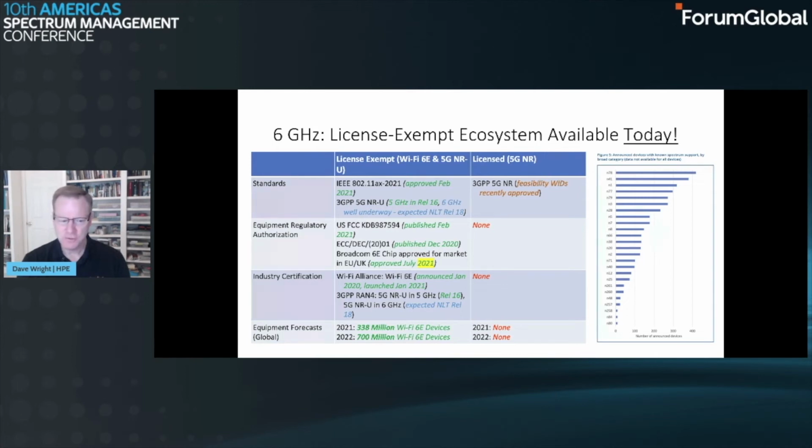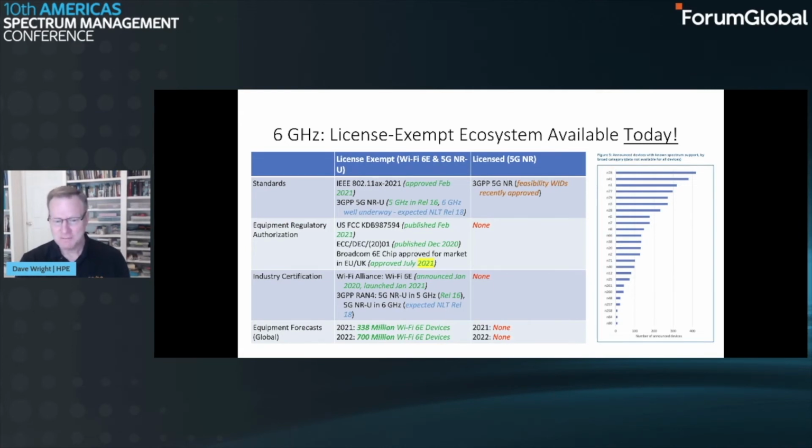3GPP for NRU, RAN 4. They have the NRU RAN 4 equipment specs ready for 5 gigahertz. That was in release 16. And then again, 6 gigahertz will be addressed in release 18. So I mentioned there's the Wi-Fi Alliance forecast down at the bottom.